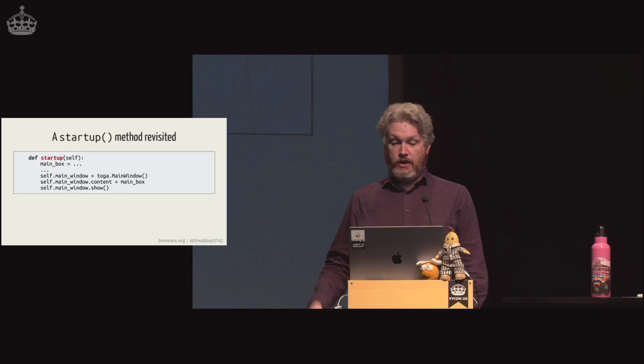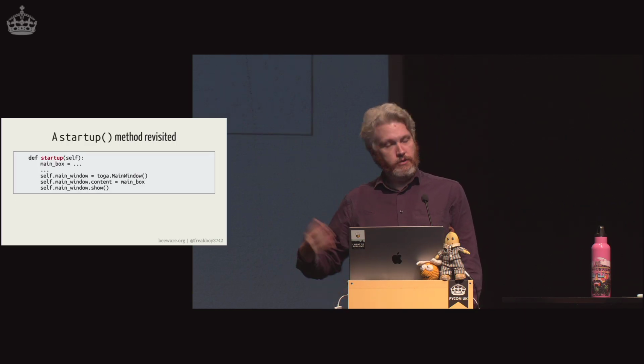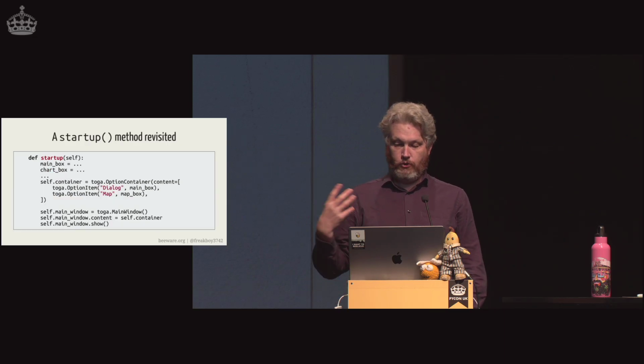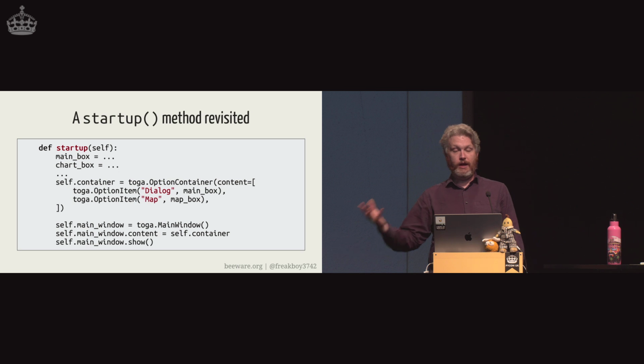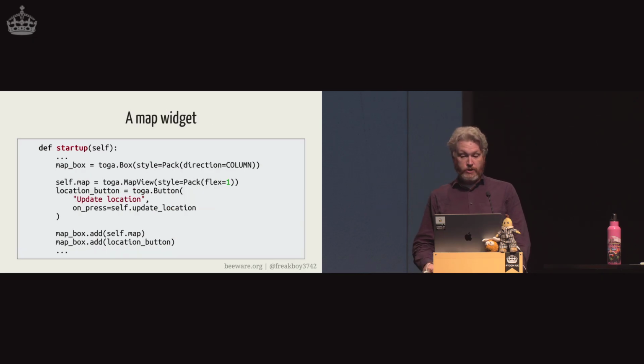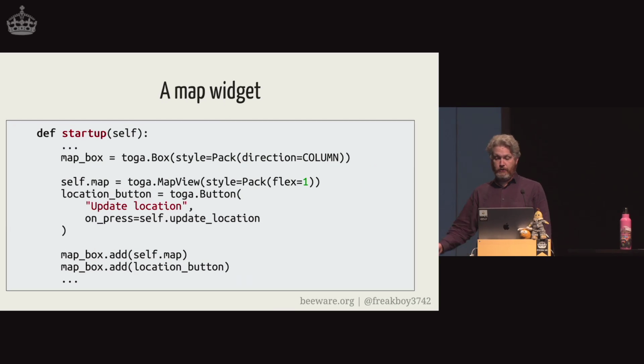So previously, we created our main box and set that as the content of our app's main window. Let's modify that a little bit. We'll create an option container widget. It creates two pages of content, one labeled dialog and one labeled map. Then we'll set the main window's content to be the container rather than the main box. We'll use the existing main box content on the dialog tab. The second tab of content is going to use a map box, which we now need to define. What's in the map box? Well, two things. A map, set as flexible, so it will expand to fill the available space, and a button we can press to update our location.